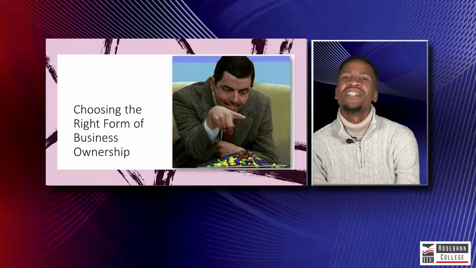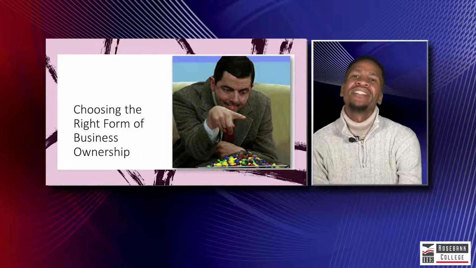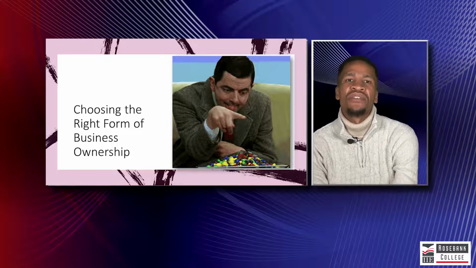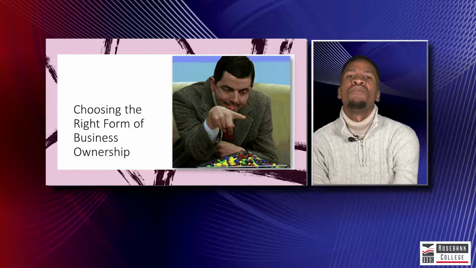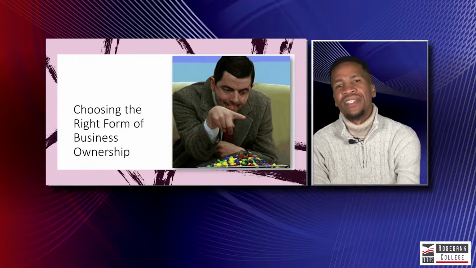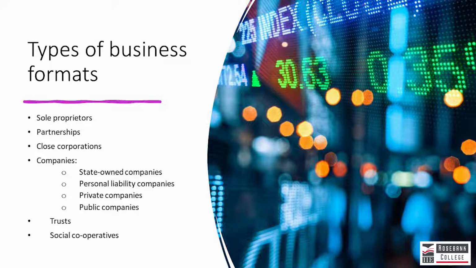Choosing the right form of business ownership is a critical decision that can impact the legal, financial, and operational aspects of your business. Let's explore the most common forms of business ownership and understand their characteristics. Several forms of business ownership are available for an entrepreneur who desires to venture into business. These include sole proprietorships, partnerships, closed corporations, companies, trusts, and social cooperatives.